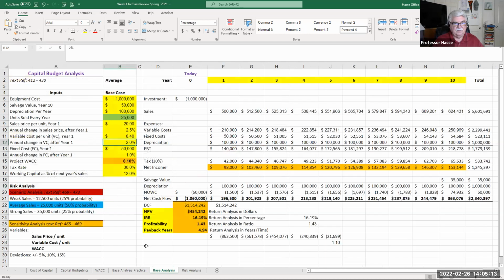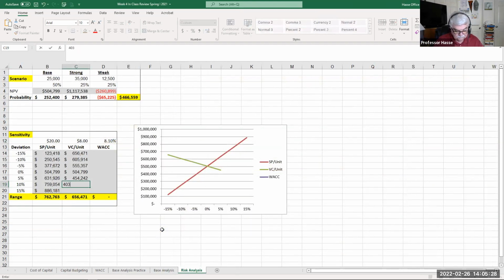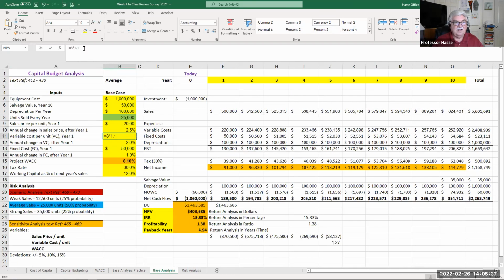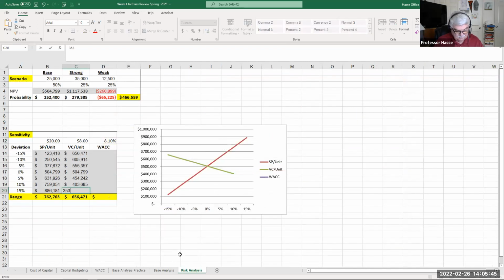A 10% increase in the variable cost rate of $8, $8 times 1.1. 403,685. And our line continues to be straight as an arrow. And finally, a 15% increase, $8 times 1.15. 353,127. And there we go.